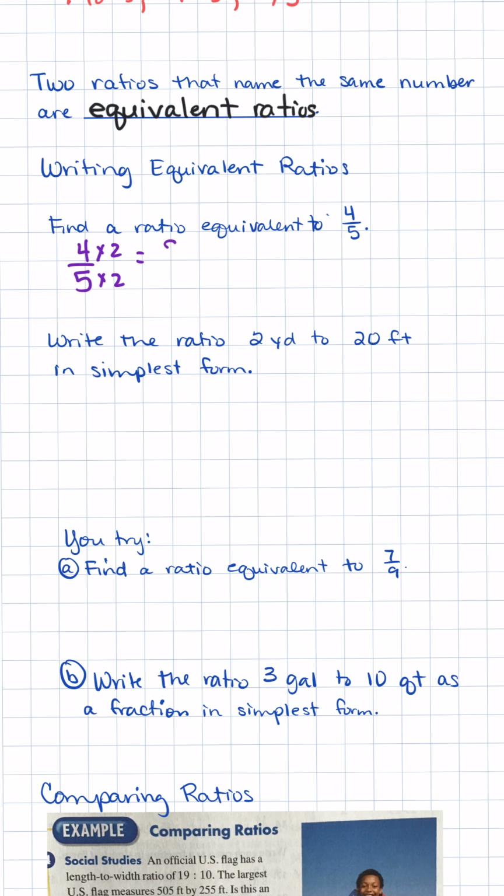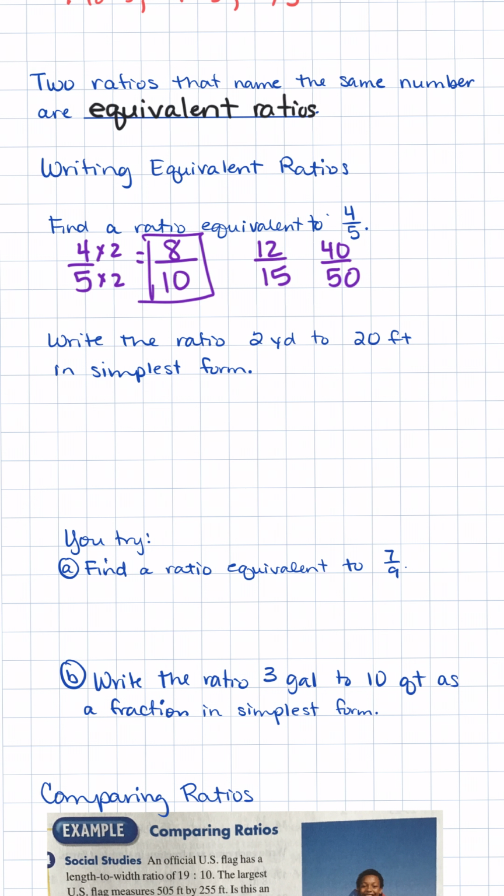4 times 2 is 8. 5 times 2 is 10. So the equivalent ratio is 8/10. 8 over 10. And like I said, you could multiply it by 3, so it could be 12 over 15. You could multiply it by 10, so it could be 40 over 50. All of those are equivalent ratios. So there are many, many answers that would be correct.